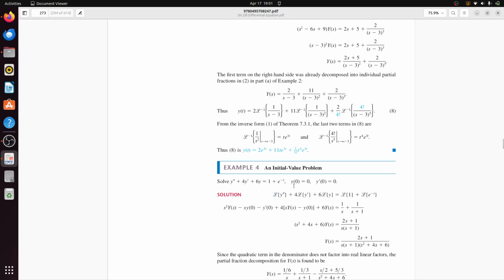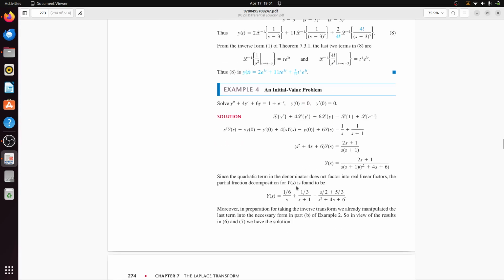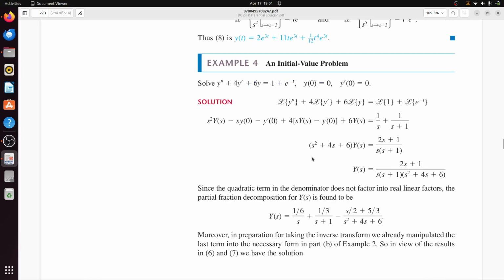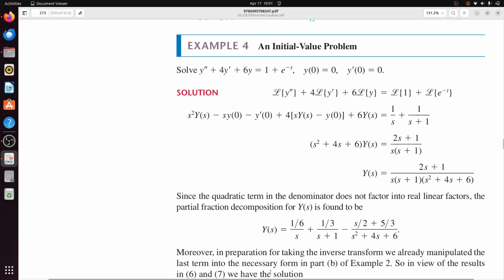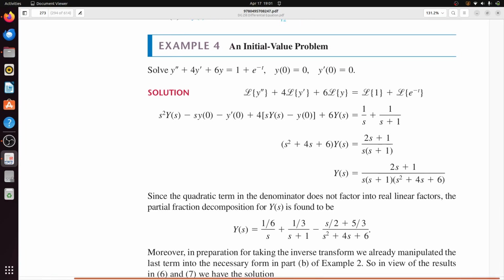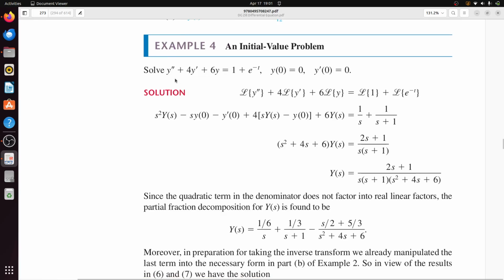So let's move without a delay, let's move to the next problem. Here we once again try to solve an initial value problem. And what is the problem? The problem tells that you need to solve d2y... oh sorry, this problem. This problem is just like the second problem which I have just discussed, where we have determined the inverse Laplace transformation.